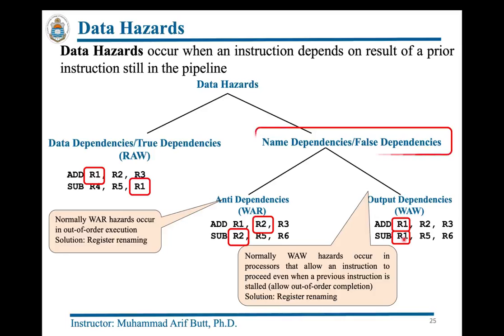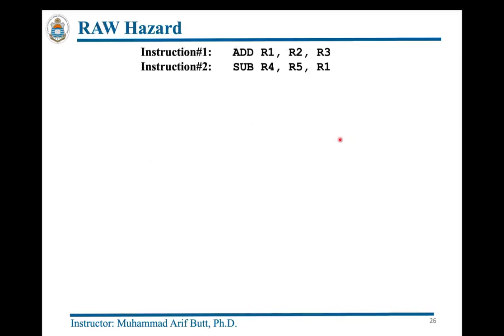One last point I want to mention over here is that you don't have to worry about these name dependencies, or the WAR or WAW hazards, in case of an in-order pipeline. That is a pipeline in which the program order is not changed. Well, dear students, RAW hazards, that is read after write hazards, are the most common of all.